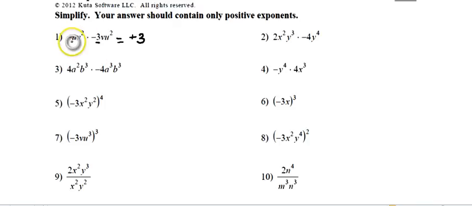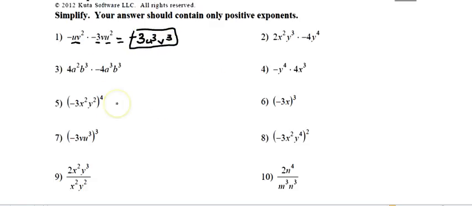Let's start with u. So here's a u, here's another u: u to the first power times u to the second power, which will give you u cubed. You add the little numbers, you add the exponents. Then v squared times v will give you v cubed again. And that is my final answer. There's nothing else I can do.